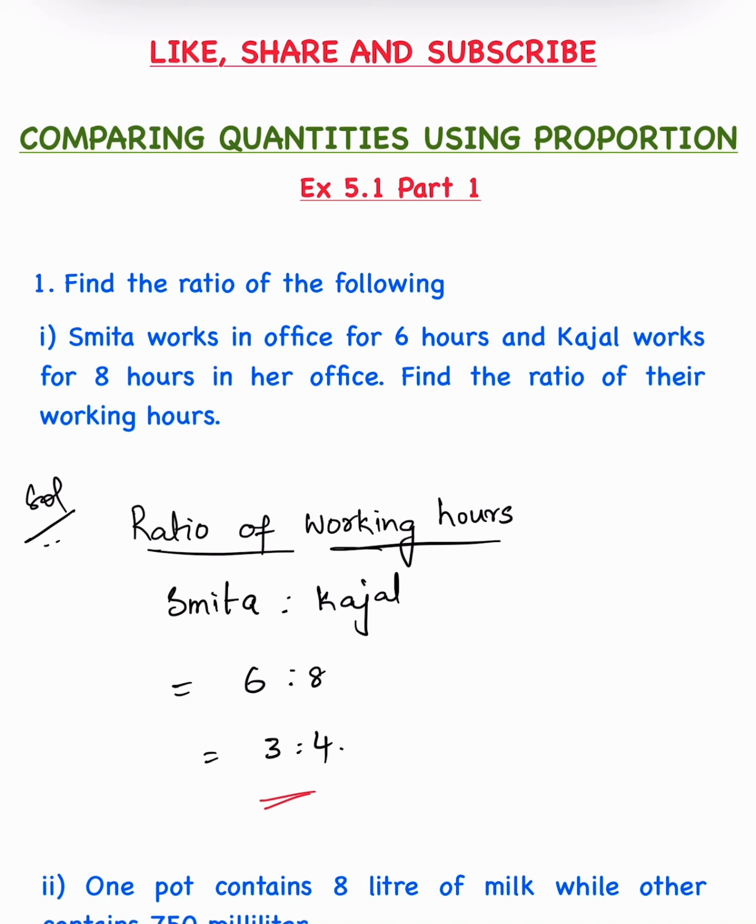First problem, find the ratio of the following. What is a ratio? A ratio is an ordered comparison of two quantities. So, Smita works in office for 6 hours and Kajal works in office for 8 hours. Find the ratio of their working hours. So, ratio of working hours of Smita and Kajal is 6:8, that is 3:4.